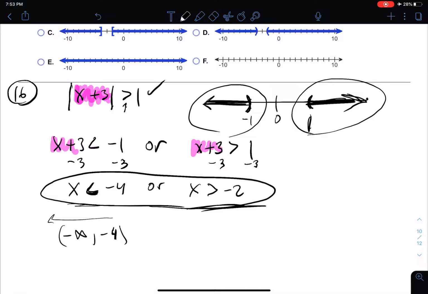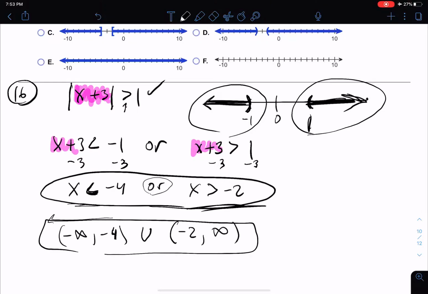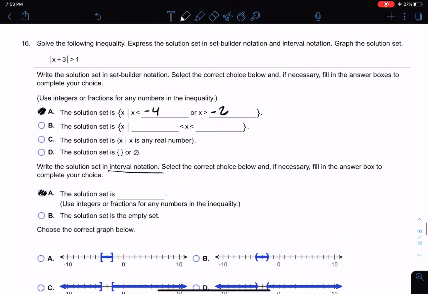And then "or" is kind of reserved for set builder. We like to use union for interval notation. And this says x is greater than negative 2, so we're going to start open at negative 2, and that goes forever to positive infinity. So there it is: negative infinity to negative 4, open, union, negative 2 to positive infinity, and that's open. And that belongs right here.